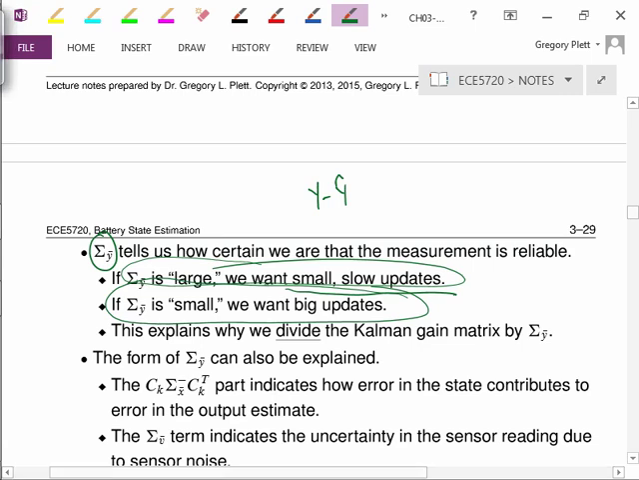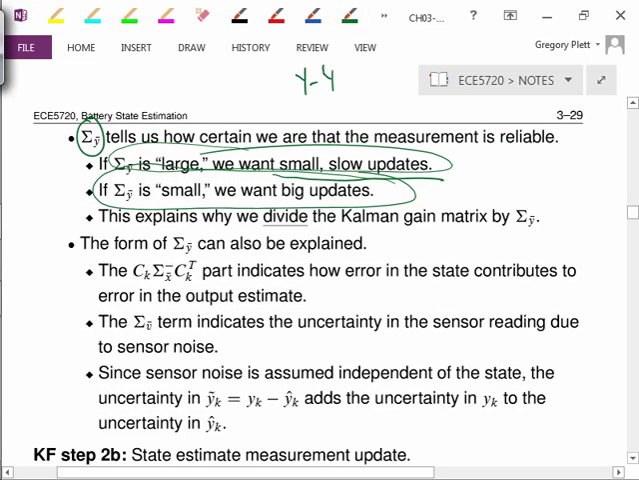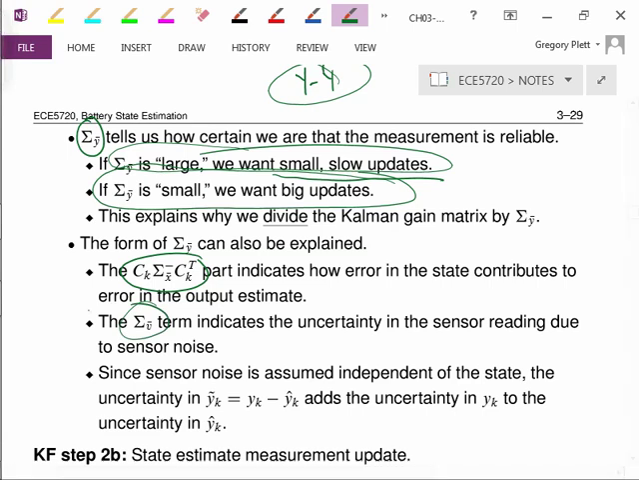And the form of sigma y says I've got this part, which is how the prediction error contributes to error in the output estimate. So if I've got a lot of state prediction error, I can't necessarily be too sure whether the output error is due to a bad state or a sensor noise, so I'm a little bit more cautious. Or if my sensor noise itself is large, then I also need to be cautious with my update.